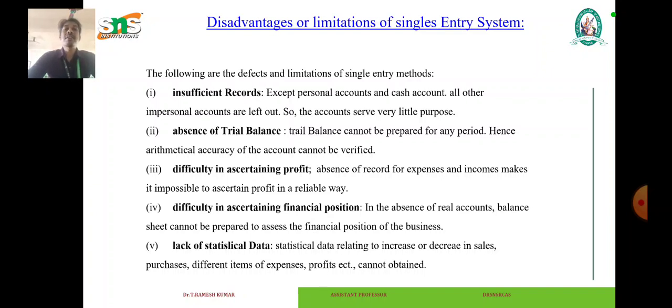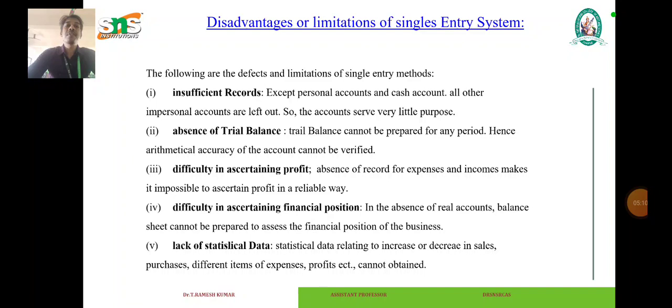Second one is absence of trial balance. Trial balance cannot be prepared for any period, hence arithmetical accuracy of the accounts cannot be verified. Third one is difficulty in ascertaining profit. Absence of records for expenses and incomes makes it impossible to ascertain profit in a reliable way. Next one, difficulty in ascertaining financial position. In the absence of real accounts, balance sheet cannot be prepared to assess the financial position of the business.